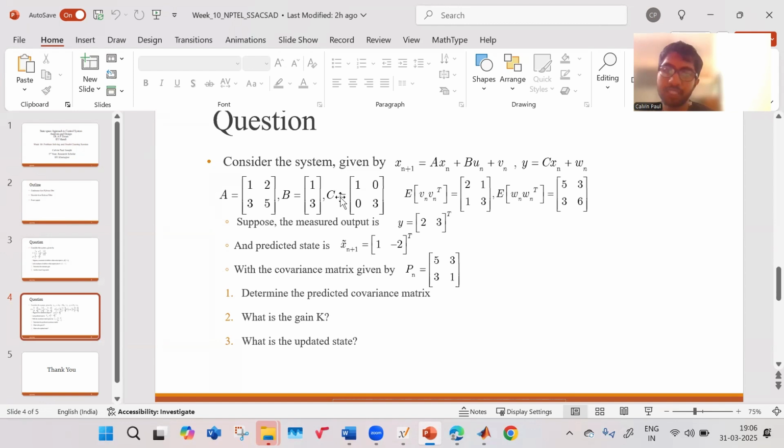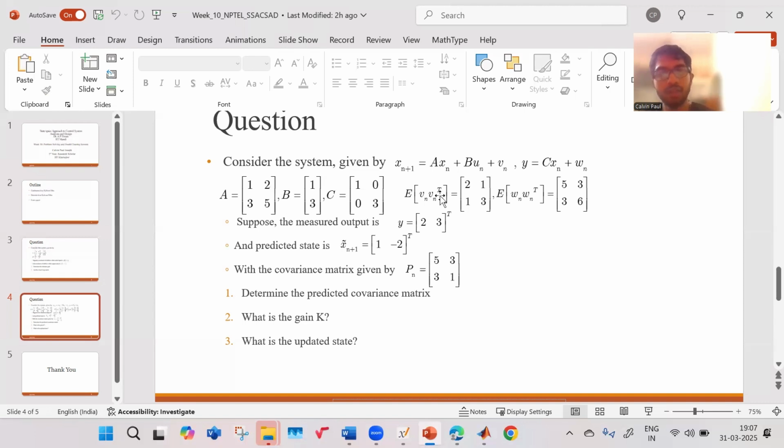So how many inputs are there for this system? One input. How many outputs are there? Two outputs, because C is 2 by 2. Yes, there are two outputs, and that is also given over here. Measured output is y, 2 and 3. So it has two outputs, it has one input, and there are two states.